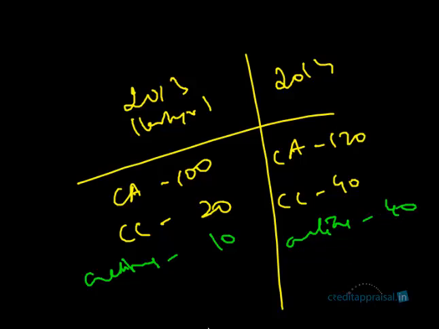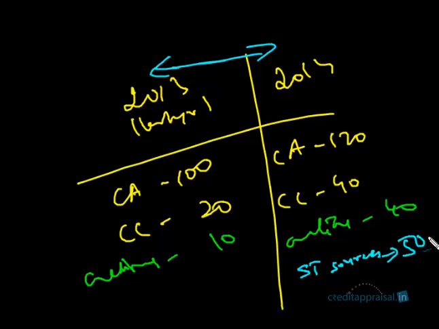So actually if you see the total increase in short-term sources during this 1 year period, what are the additional short-term sources the company was able to obtain? 20 lakhs from the bank enhancement, 30 lakhs from the raw material suppliers. So total 50 lakhs was the additional short-term sources the company was able to obtain during this 1 year. Whereas in the short-term uses, the company has used only 20 lakhs. The balance 30 lakhs has gone somewhere.